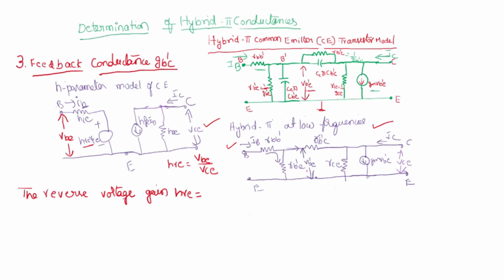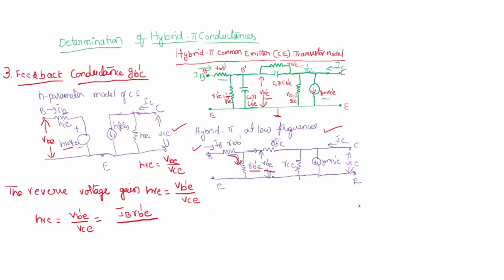What is the input voltage? Input voltage is this Vb'e. So Vb'e divided by, what is the output voltage? VC. So let us take this hre, that is Vb'e by VC. What is Vb'e? Vb'e is the voltage across rb'e. What is the current through rb'e? The current through rb'e is IB. This is the current IB. So Vb'e is nothing but IB into rb'e divided by VC.